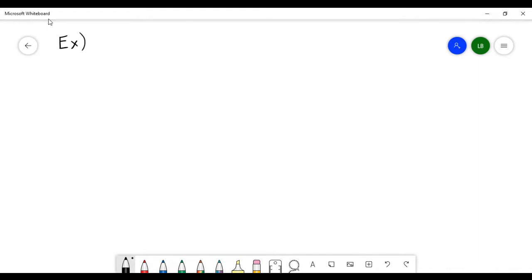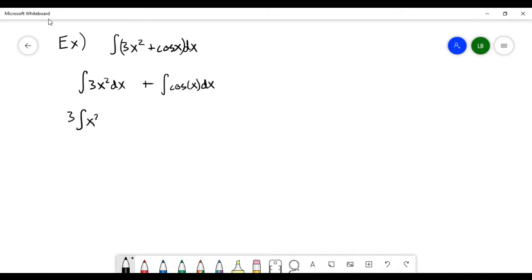So let's say we have the integral of 3x squared plus cosine of x. Well, by one of our integration laws, we know that we can break this apart into two separate integrals, because it's two separate functions. Next, we can pull this 3 out by another rule. I'm not actually going to integrate our cosine x yet. Then we can go ahead and integrate this x squared using our reverse power rule.